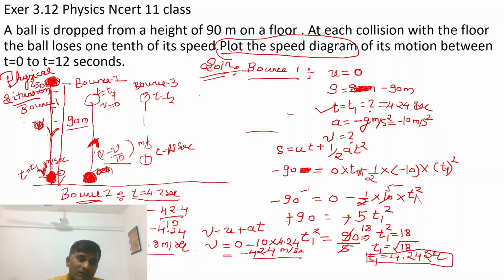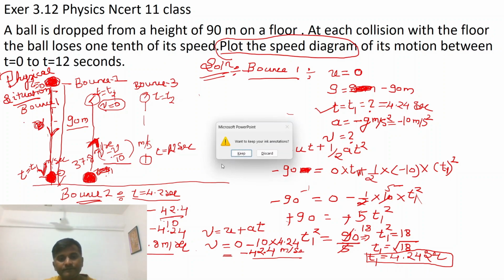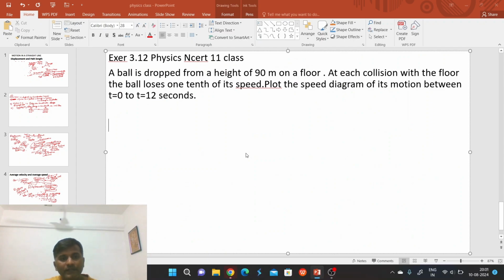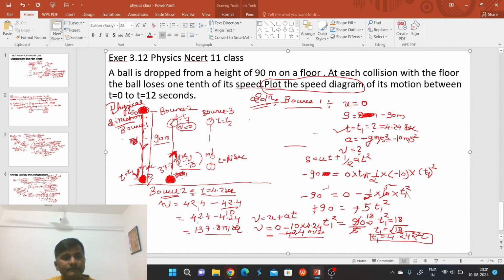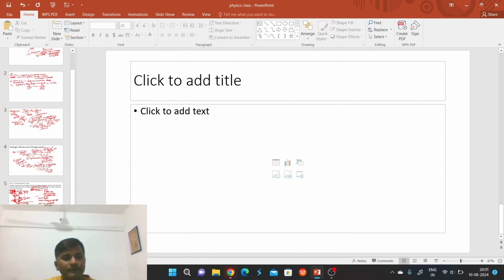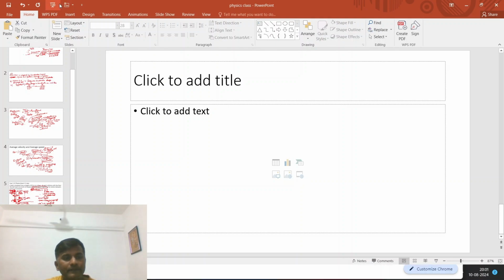While rising, the velocity will reduce. At this point, it is 37.8 meter per second. With this velocity, it will go up. So it will go on reducing. The final velocity for this condition will be 0. We'll see the next slide now. We'll take a new slide. Yes, we have taken a new slide.